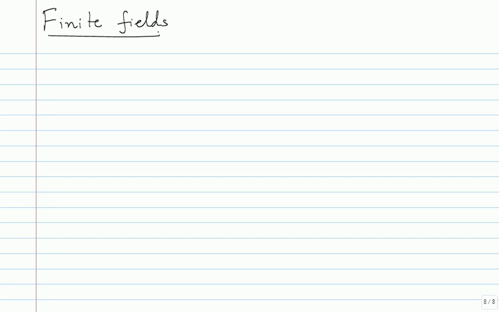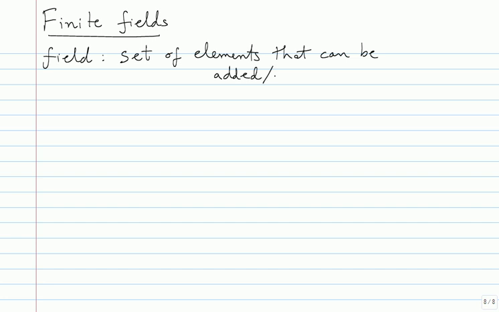So the first question you might ask is, what is a field? In mathematics, a field is a set of elements on which certain things you can do. I'll give a very loose definition, we'll make it precise later. A set of elements that can have two things done to them. You can add and subtract them. Multiply and divide them.